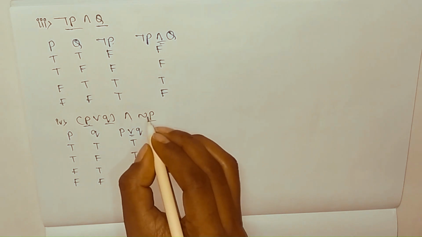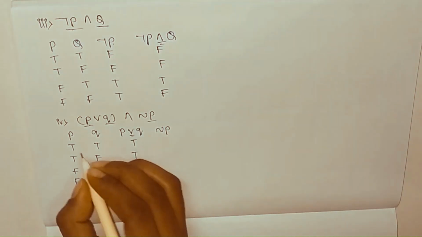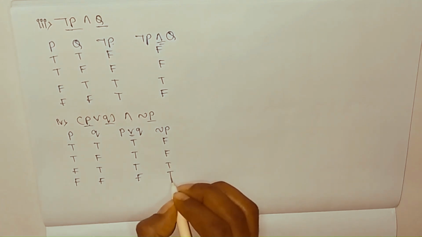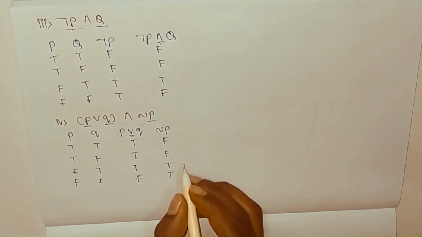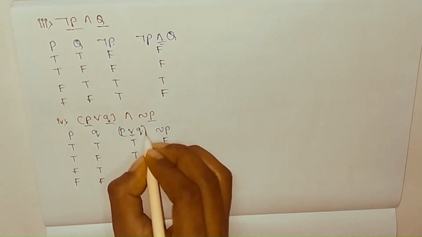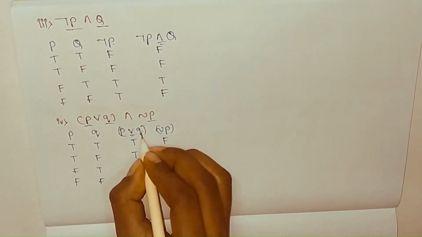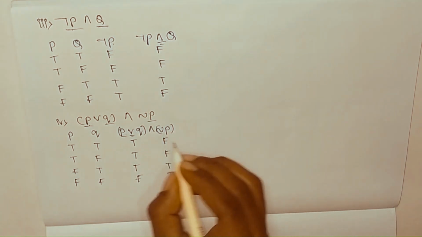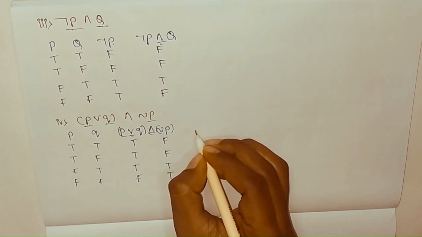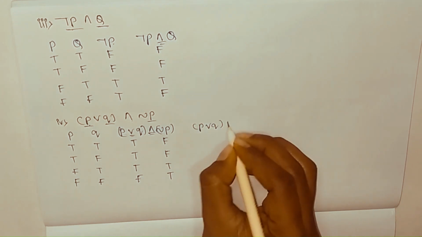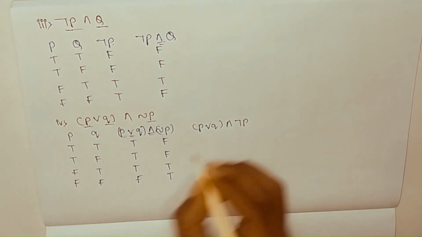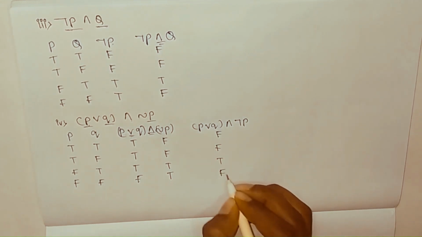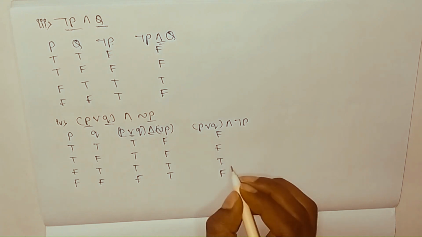And here we are applying negation to P. So negation of P is if it is true, then it returns false. If it is false, it returns true. Now we are applying AND operation to these P or Q and negation P. So AND operation is nothing but if both are true, then only it returns true. Otherwise, it returns false. If both are true, then only it returns true.